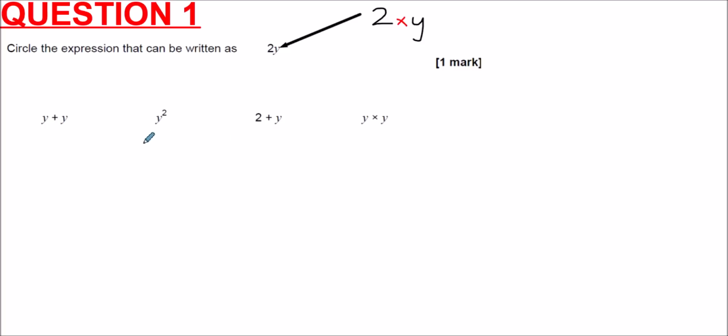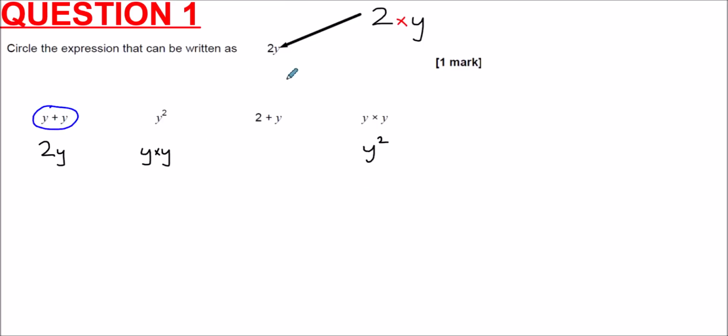So y squared, well, that means y multiplied by y. That means y multiplied by itself. 2 plus y is just as it is. Y multiplied by y is the same as y squared, and so this one is the same as this one here. But y plus y would simplify to 2y, which is what we've got here. So the one we need to circle is y plus y.